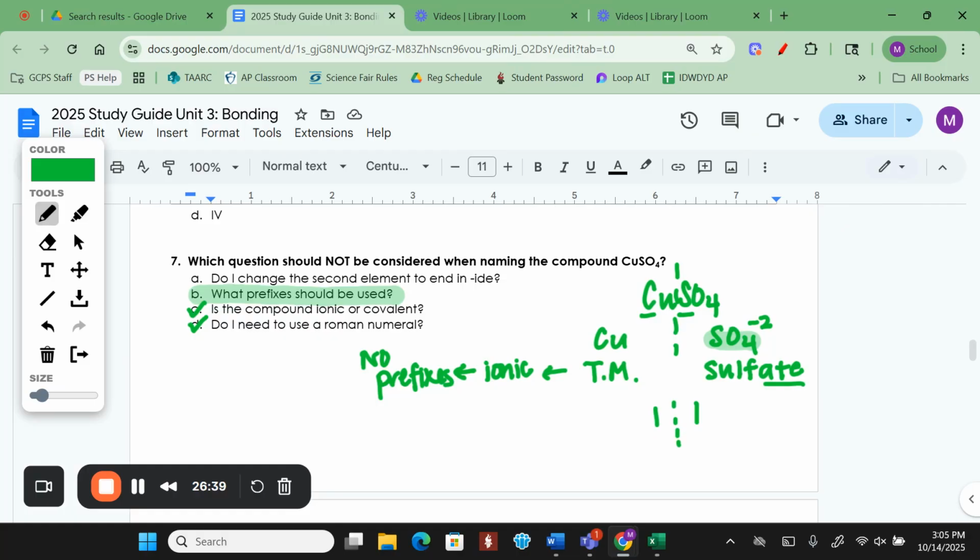Now that we know that it's a 1-to-1 ratio, that means that I need 1 Cu to balance out this -2, which means that it will be a +2. Again, because it's a 1-to-1 ratio, I know that I need 1 Cu to balance out my -2, and that creates a +2. Once I figure out what the charge is, I can tell you the name. Cu is copper. Ionic charge of 2 becomes copper 2, and sulfate remains the same.